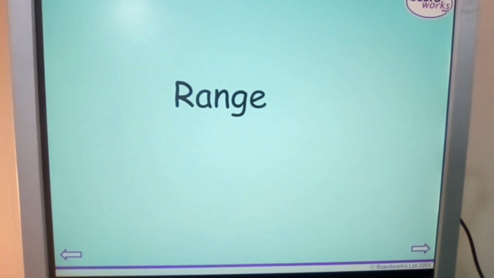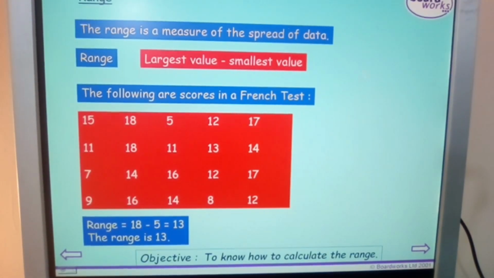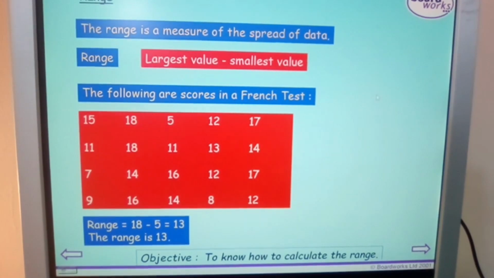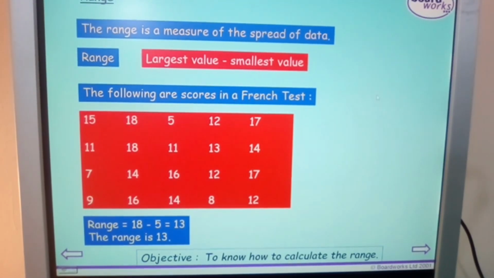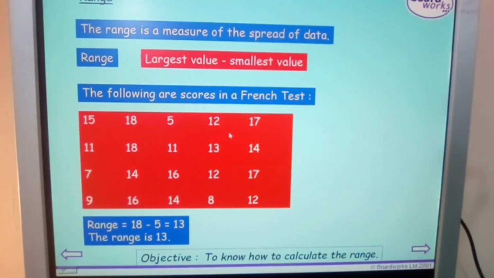Range. The range is a measure of the spread of data. Range: largest value to the smallest value. The following are scores in a French test. So what you'll need to do, you'll need to set these in a sequence. Largest to the smallest. Okay.